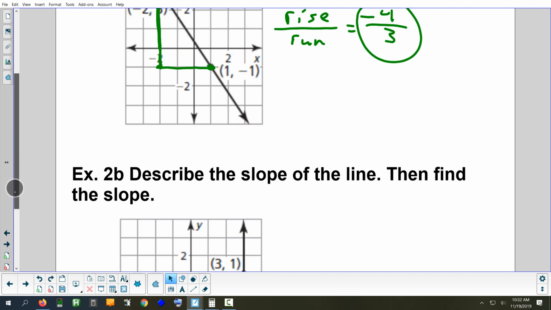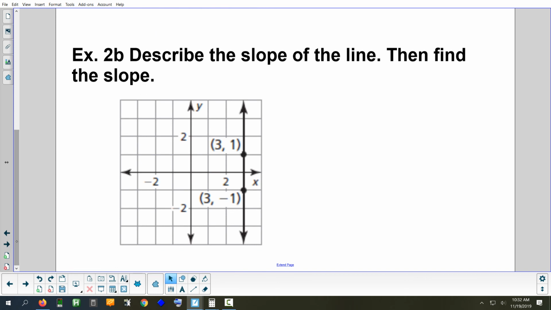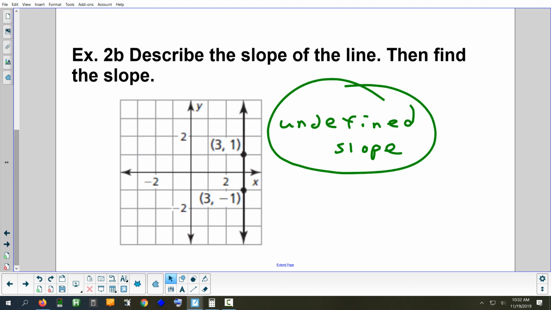Let's look at 2b. What kind of line is that? Well, what kind of line is it first? Vertical. And what's the slope of a vertical? Undefined. So where it says slope description, you could just say undefined slope. Then where it says slope, you would just say undefined. It's really the same thing twice. With horizontals and verticals, you really can write the same thing twice. The slant, you've got to do a little extra work.